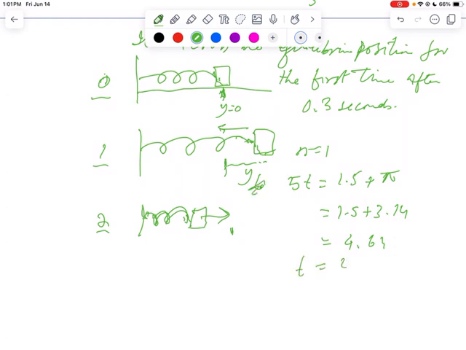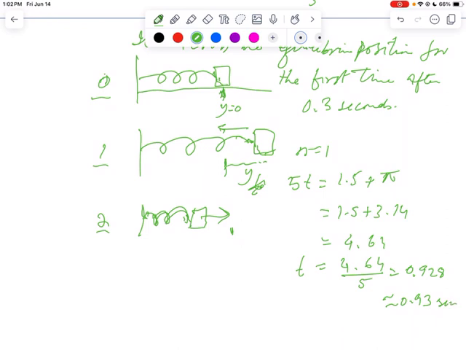Now we will find t, which will be 4.64 divided by 5. So this says 0.928. So you can say 0.93 seconds.